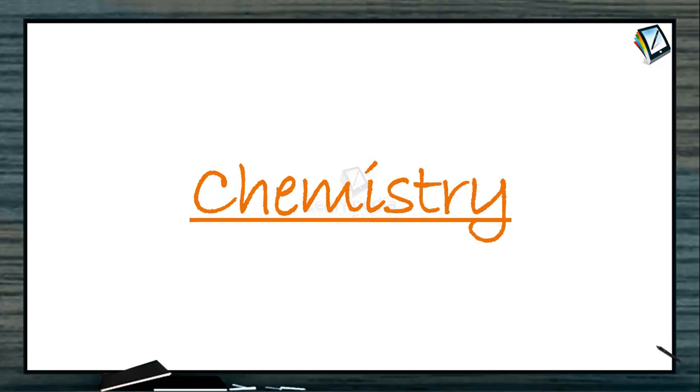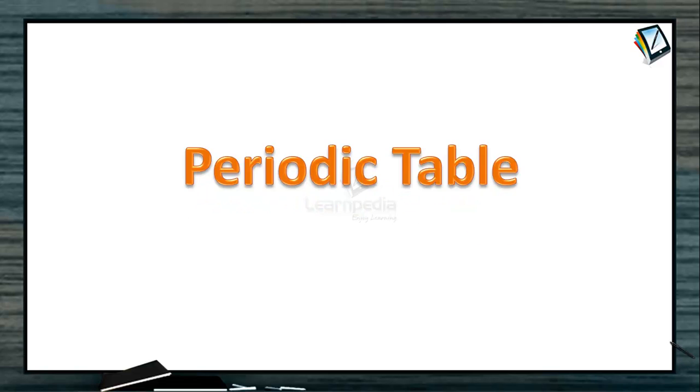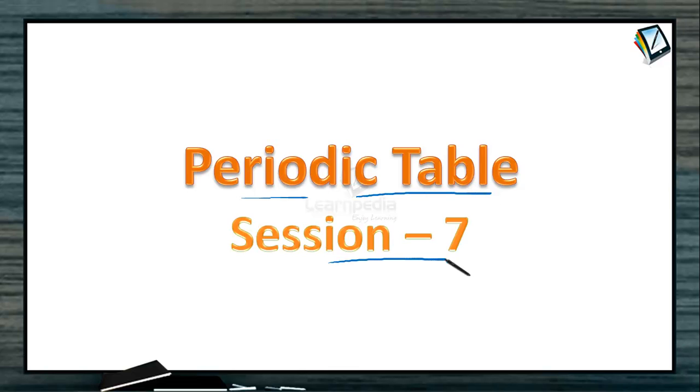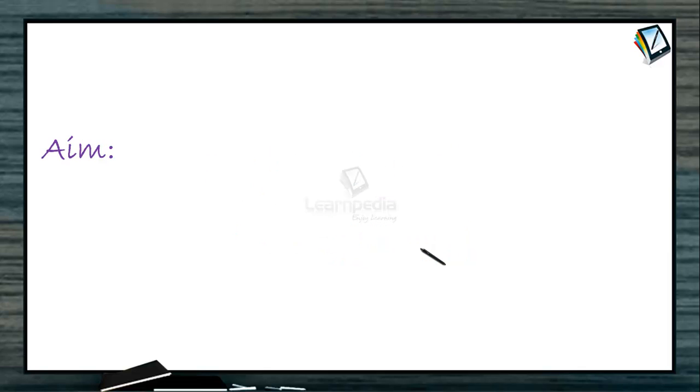Welcome to chemistry class. We are in the chapter periodic table. In this session, we are going to introduce another periodic property, that is electron affinity.